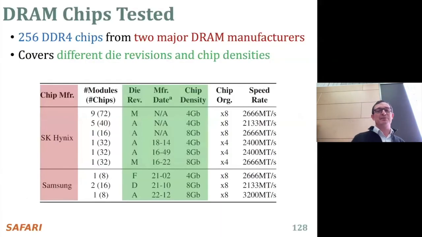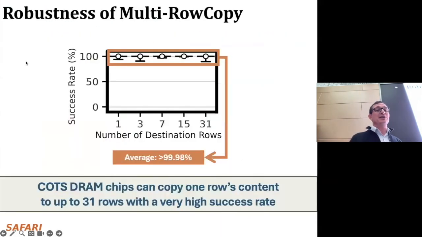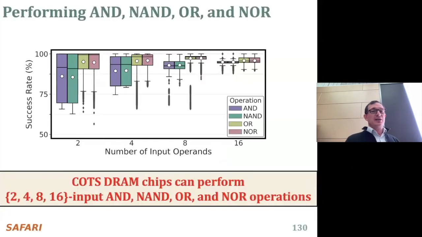This is just some example. Row copy, as you can see, the success rate of row copy is almost 100%. It depends on the number of destination rows, but not that much, as you can see. Right? Your destination row can be only 1 or 31. So you can do row copy across a good chunk of the subarray. This is NAND, AND, OR, and NOR.